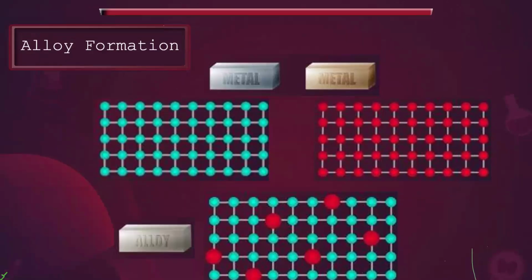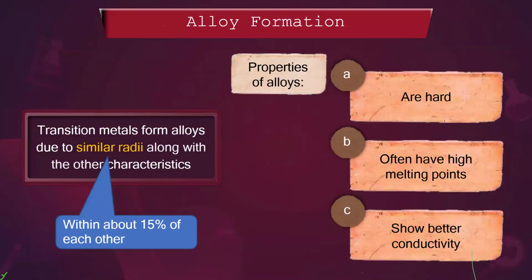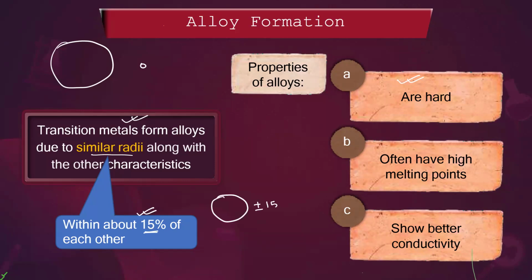Properties of alloys: they are very hard. Nowadays alloy wheels are used in bikes. An important question: if one metal's size is very big and the other is small, can they form an alloy? No, this is the condition: transition metals form alloys due to similar radii along with other characteristics. The radii must be similar, within 15% of each other, plus or minus. Remember this: within 15% plus or minus radius, they can form an alloy.